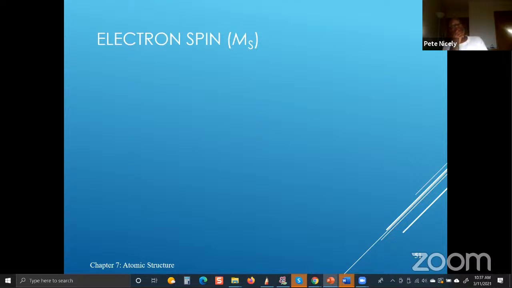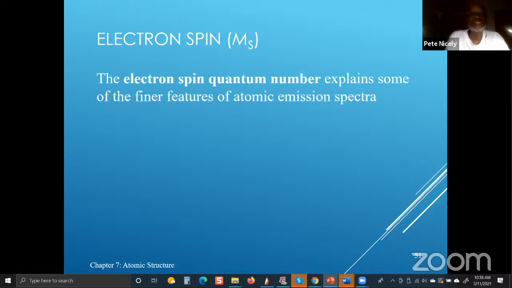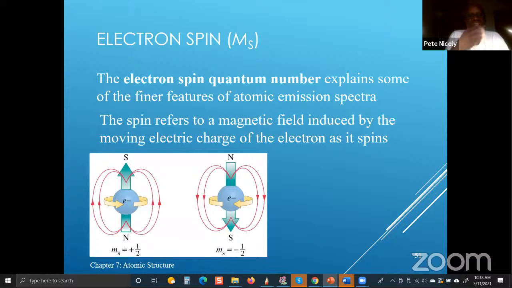Okay, the final thing I'm going to talk about here is the 4th quantum number, which is called the electron spin quantum number. This will become important when we get to the next chapter, chapter 8. Basically, the electron spin quantum number explains some of the finer features of the atomic emission spectrum. Now, it turns out that when you have electrons in an atom, they can spin in one of 2 directions. So basically, their spin would be quantized.